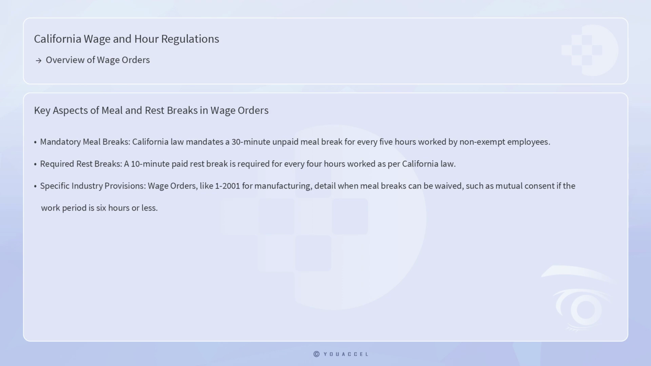Meal and rest breaks are another vital element of wage orders. California law mandates that non-exempt employees receive a 30-minute unpaid meal break for every 5 hours worked and a 10-minute paid rest break for every 4 hours worked. Wage orders provide further clarification on these requirements, including exceptions and additional provisions for specific industries. For example, Wage Order 1-2001, applicable to the manufacturing industry, outlines specific conditions under which meal breaks can be waived, such as when the total work period is no more than 6 hours and both employer and employee mutually consent to waive the meal break.